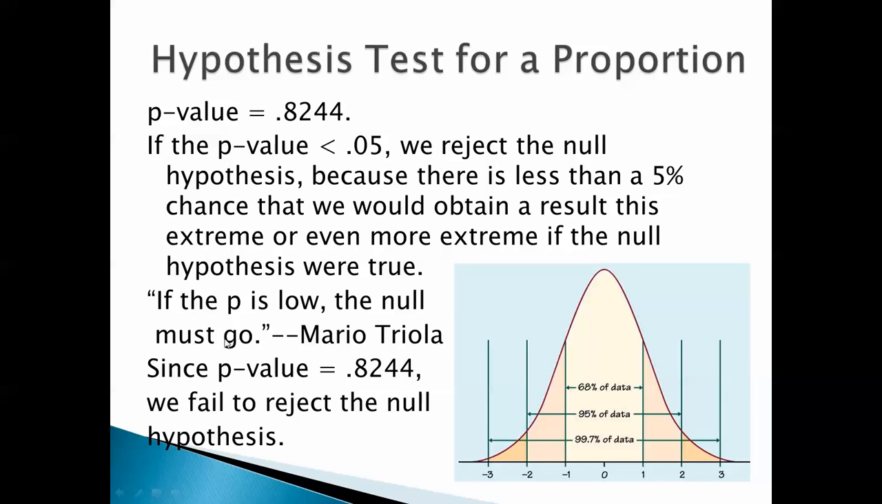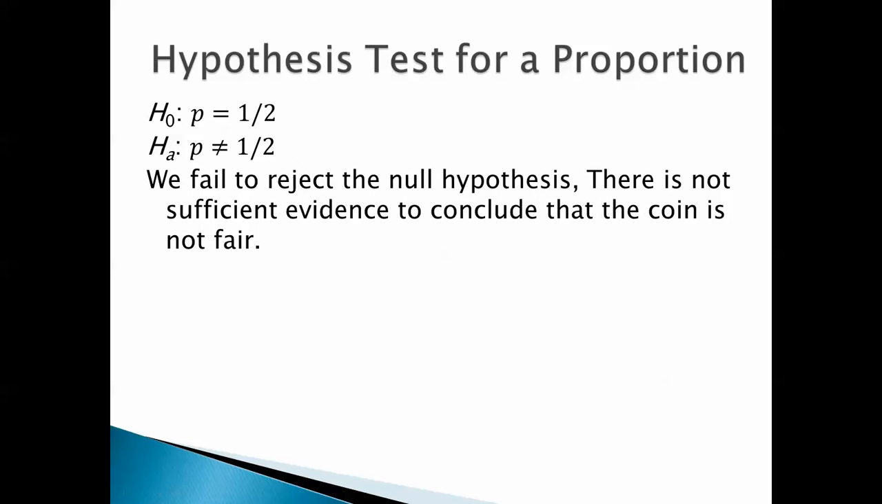But that's not the situation we have. The p-value is 0.8244. That's a lot bigger than 0.05. So we fail to reject the null hypothesis. So again, H sub 0 null hypothesis p equals a half. H sub a alternative hypothesis p does not equal a half. We fail to reject the null hypothesis. There is not sufficient evidence to conclude that the coin is not fair.